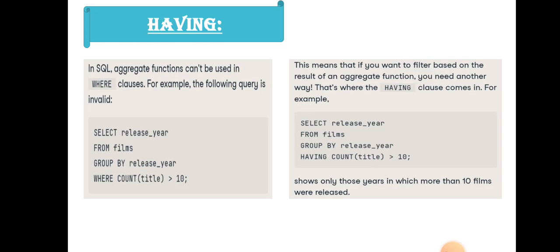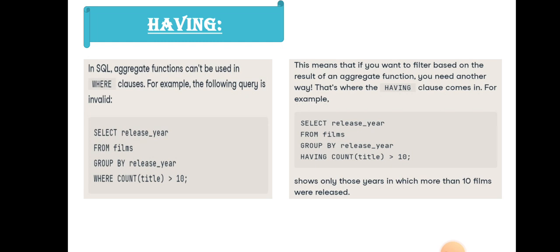Next is having. In SQL, aggregate functions can't be used in the where clause. So for example, the following query is invalid. Select release year from films group by release year where count title greater than 10. This means that if you want to filter based on the result of an aggregate function, you need another way. That's where the having clause comes in.